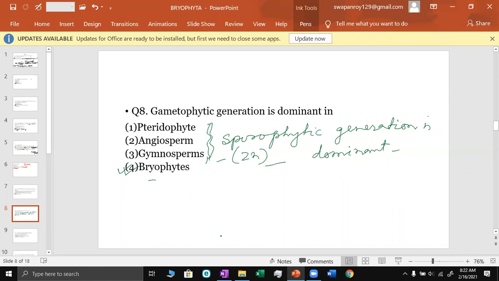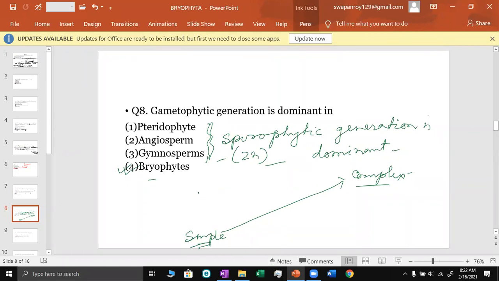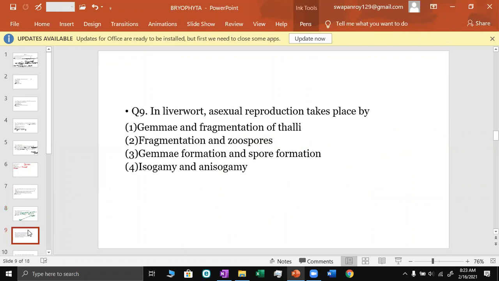Actually, during the evolution of the plant, if we see from the simple to the complex one, the gametophytic phase reduces and gradually the sporophytic phase increases. So in case of algae, it is mainly gametophyte. In bryophyte also, it is gametophyte. After that, in pteridophyte, it is sporophyte.